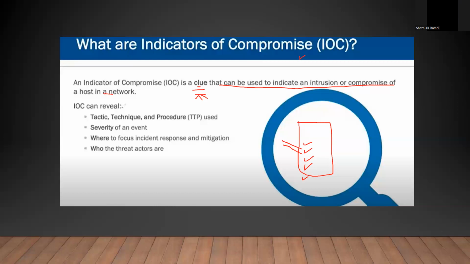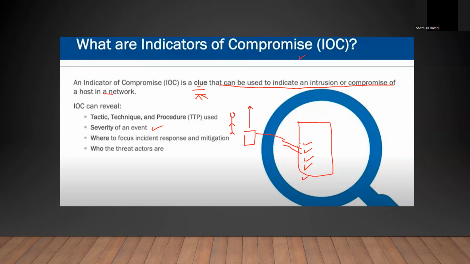An IOC can reveal, once you find this clue, this evidence, it can tell you first of all the severity of an event, which is very important. Why? Because we mentioned the SOC engineers need to do triage, and triage in a very simple way is to highlight some of these incidents as very high severity, so the incident response team needs to deal with them right away.